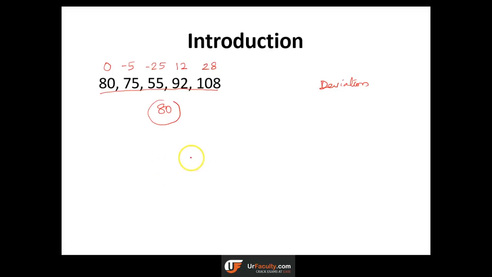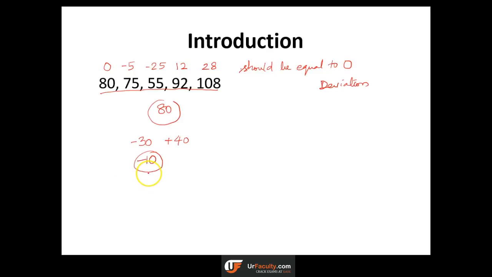So the logic says that the value of all these deviations should be equal to 0. This is key. Now let's add it up. What do we get? 0 minus 5 minus 25, you get minus 30. Then you have 12 plus 28, which is 40. How much are we away? We are away by minus 10. So we know that from the overall value we are away by minus 10.